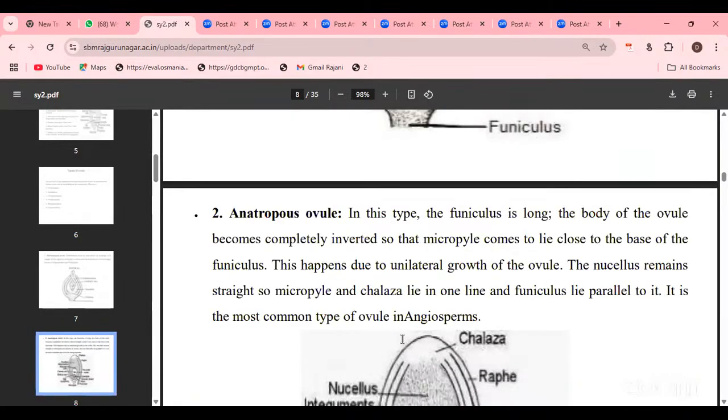Coming to the development of the female gametophyte.